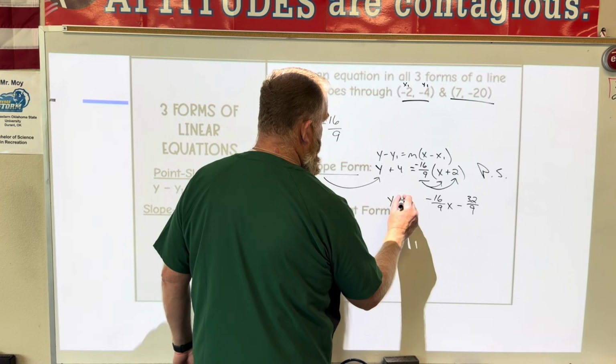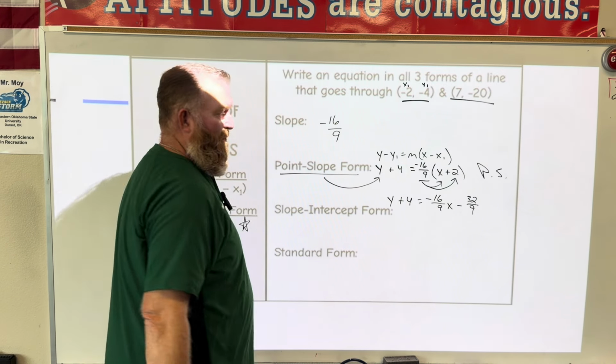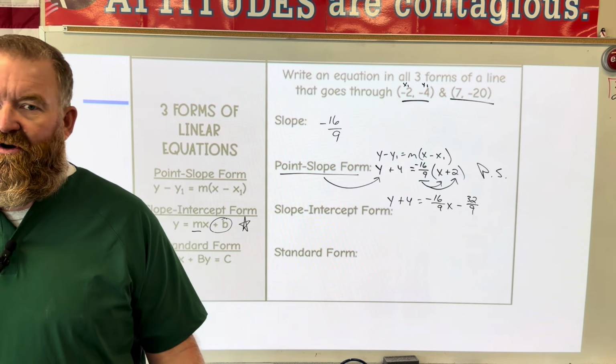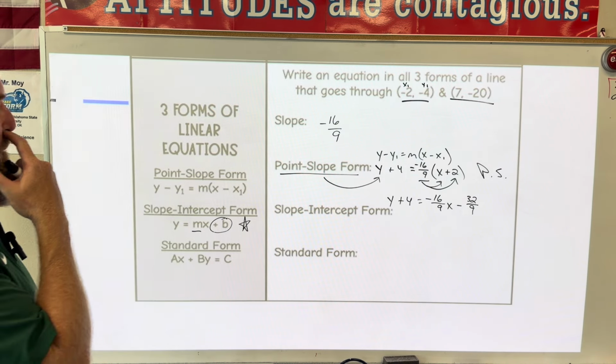Now I've got y plus 4. This is why I don't like the decimal. This is why I don't like the fractions. I wish I would have just given it to you as a whole number. All right, what do I do now?